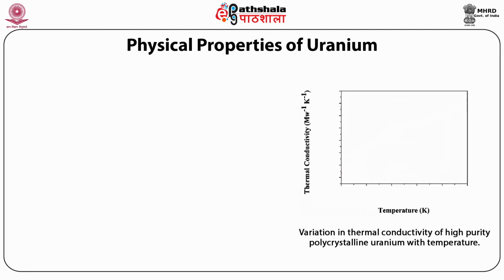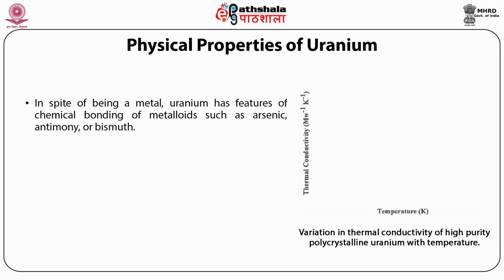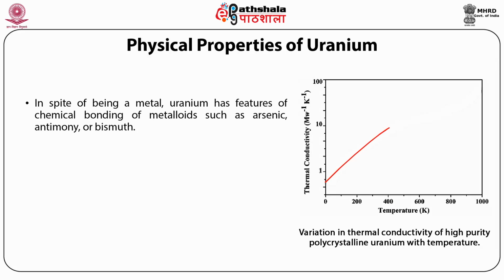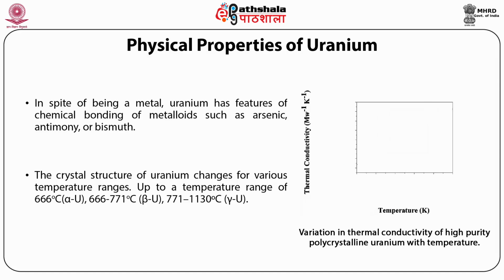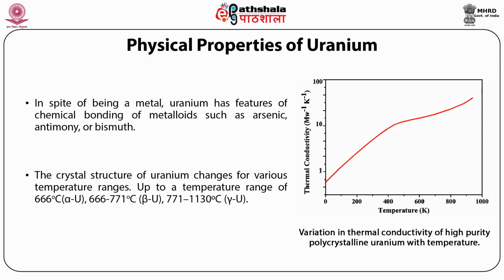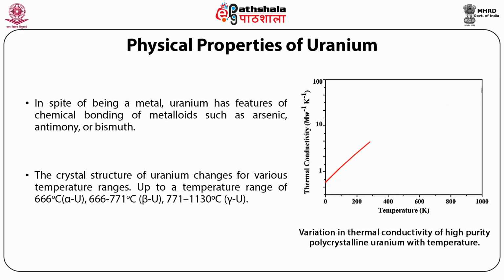Now let us discuss the physical properties of uranium and a little bit about its crystal structure. In spite of being a metal, uranium has features of chemical bonding of metalloids such as arsenic, antimony, or bismuth. The crystal structure of uranium changes for various temperature ranges. Up to a temperature of 666 degrees Celsius, it adopts an orthorhombic crystal structure, that is alpha U, which has 4 atoms per unit cell.